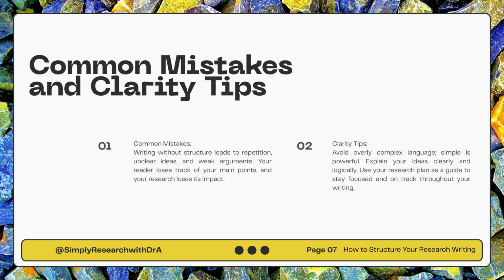One common mistake is writing without structure. This often leads to repetition, unclear ideas, and weak arguments. But when you follow a clear structure, your writing becomes more organized and effective. Another important point is clarity. Avoid trying to sound overly complex. Research is not about using difficult language. It is about explaining ideas clearly and logically.